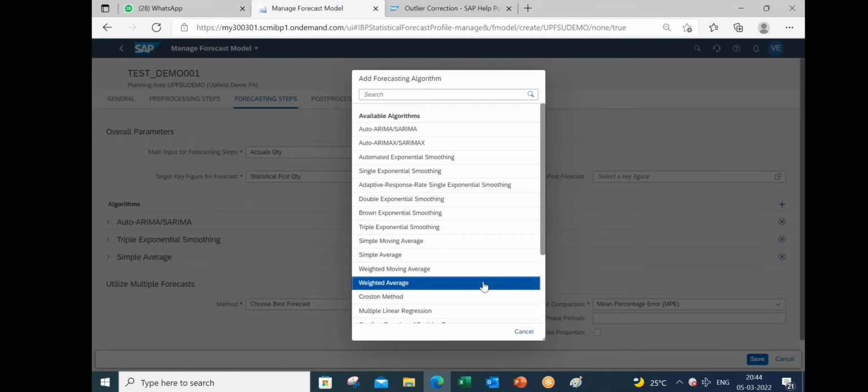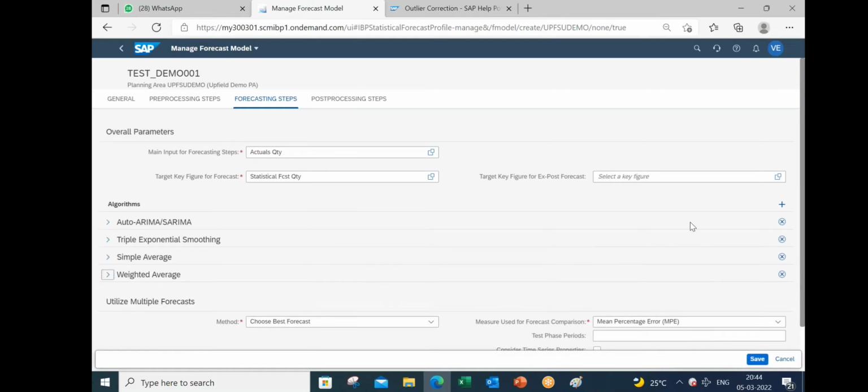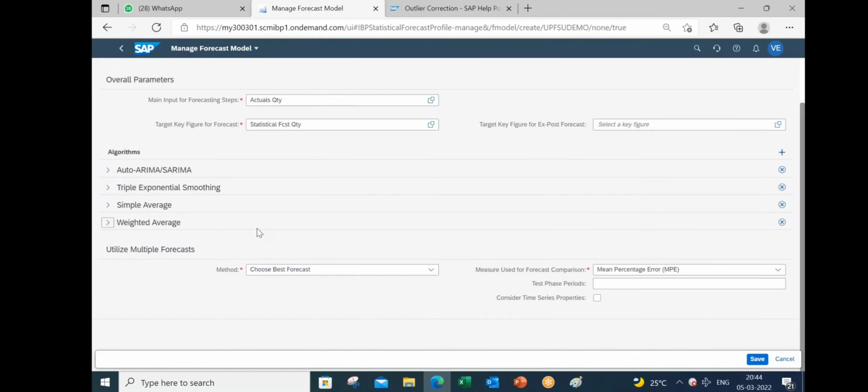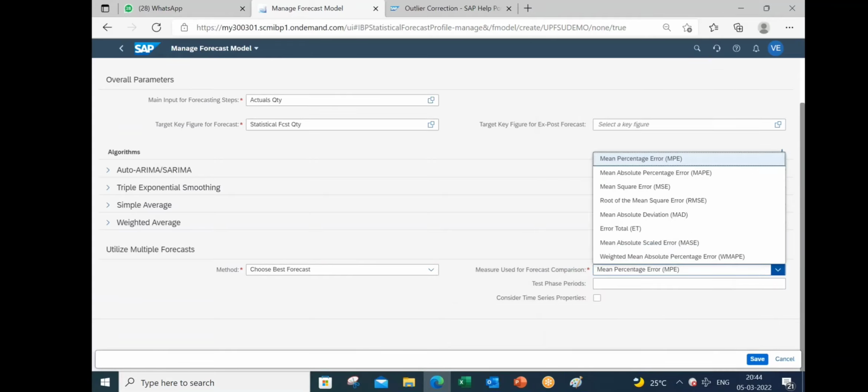You can select average. You can select weighted average. In fact, you can select all available algorithms. You will select them and tell the system to choose the best forecast out of all these models. Based on what? Based on the forecast error. Whichever forecast algorithm is giving the least error, it will choose that. And you can choose what error you want to measure also.